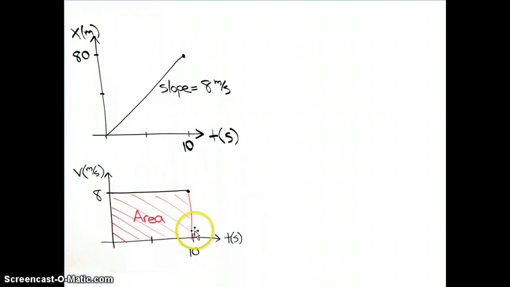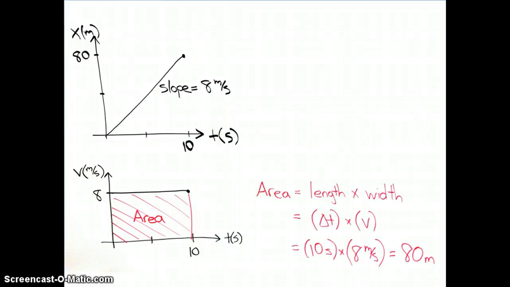So we select this entire region out to 10 seconds, from 0 to 10 seconds, up to 8 meters per second. And when we take this area, we see that our area is our length times our width. And the length we can specify as delta t from 0 to 10 seconds, and as a delta v, or just v, from 0 to 8 meters per second. And we multiply the two of those together, we have 80 meters, which gets us back to our final position that we found from the original position versus time graph.